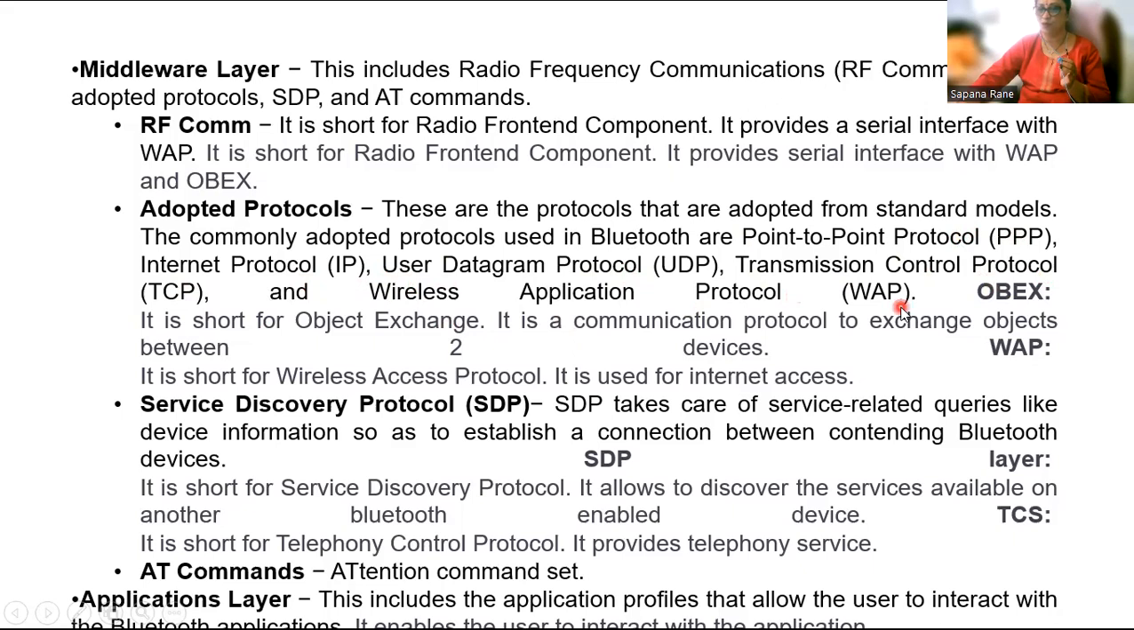Wireless application protocol. All these are adapted for Bluetooth communication. OBEX is also there. It is a short form for object exchange. It is a communication protocol, again, to exchange objects between two devices. And what is WAP? WAP is wireless access protocol. It is used for internet access.